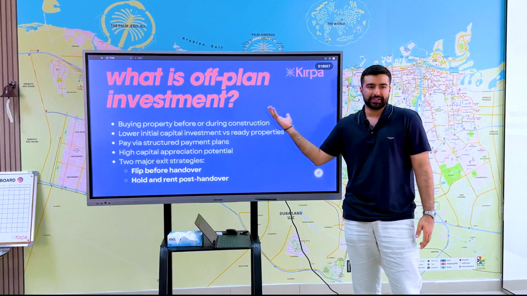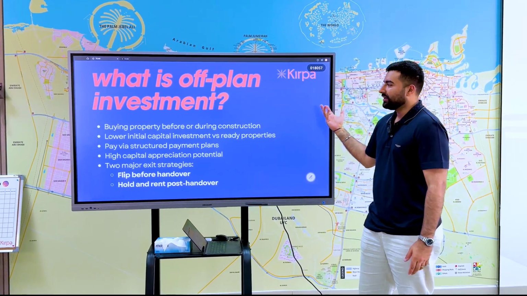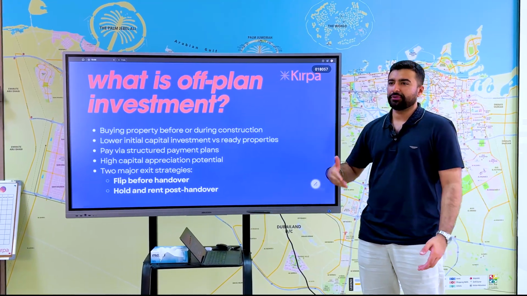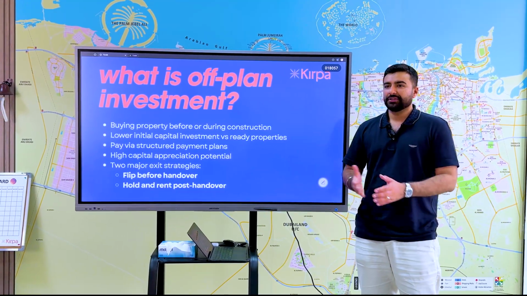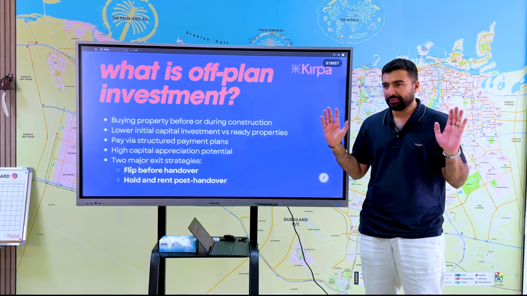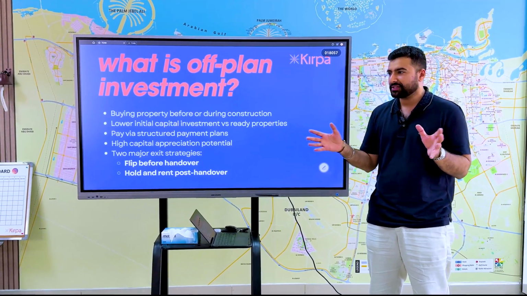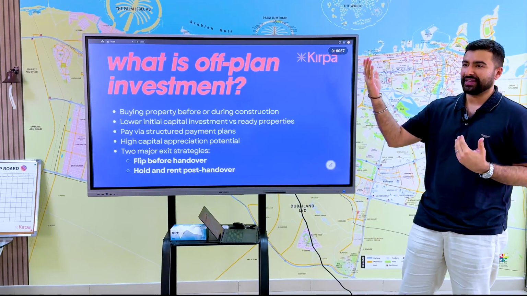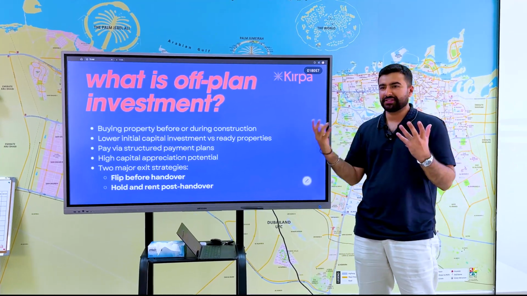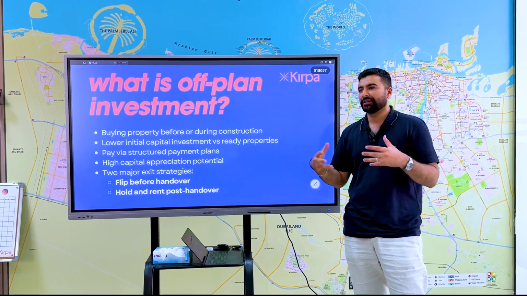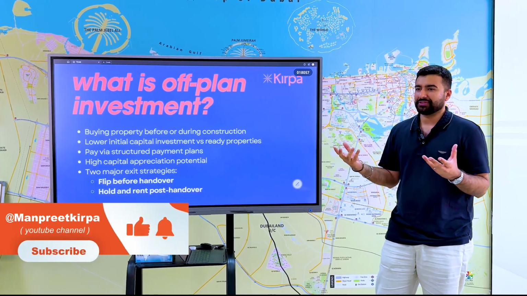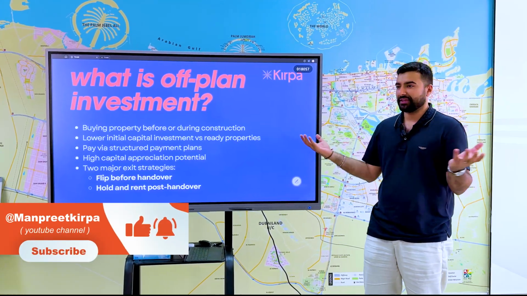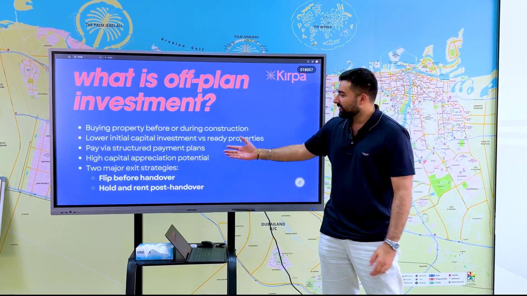You guys already know what is off-plan. What does off-plan mean? Off-plan is buying a property before or during construction, right? So if you're buying during the construction, it's still off-plan. If you're buying before everything starts, it's still off-plan. And off-plan usually means you're buying the design, really. That's all the vision, the design, the floor plan, the brochure, whatever marketing material the developer has given you, because there's nothing there on the site.